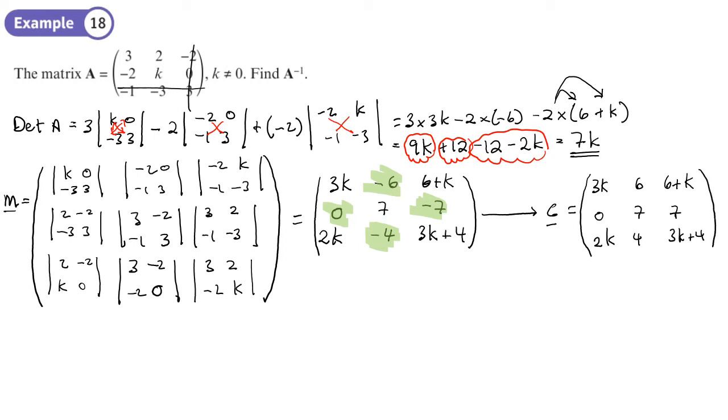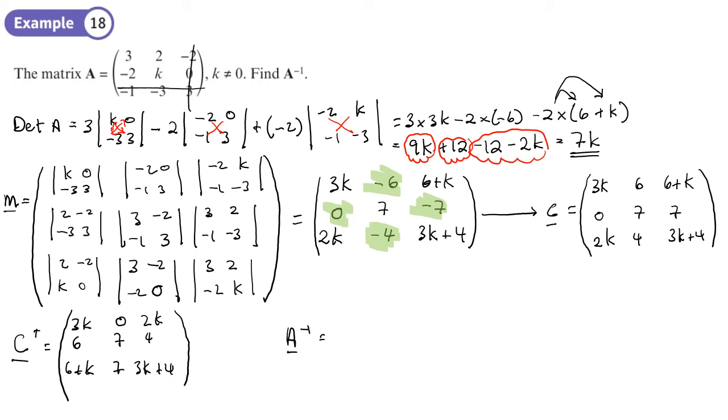Now I want the transpose of that matrix. So the top row I'll write in the first column, so 3k, 6, 6 plus k. Second row I'm going to write in the second column, so 0, 7, 7. Then the bottom row I'll write in the third column, 2k, 4, 3k plus 4. Right, we're now ready to find the inverse of A.